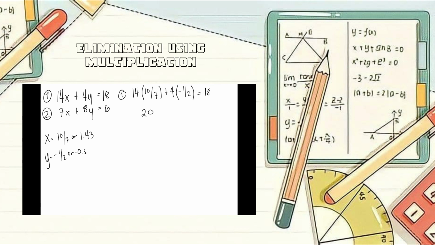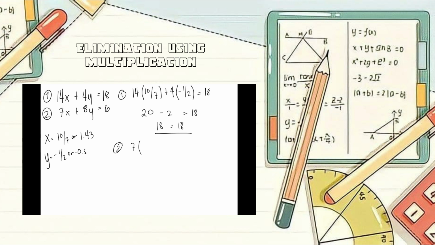And 4 times negative 1/2 is negative 2, equals 18. So 20 minus 2 is 18, equals 18. Same value. Now let's go to our second equation, which is 7x plus 8y equals 6.